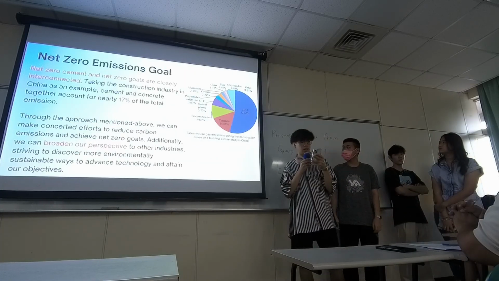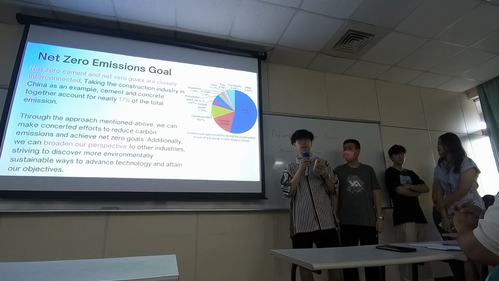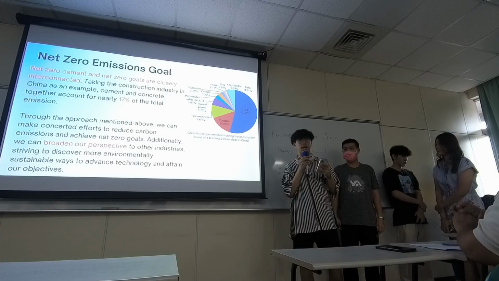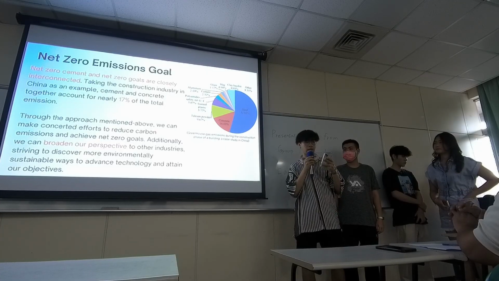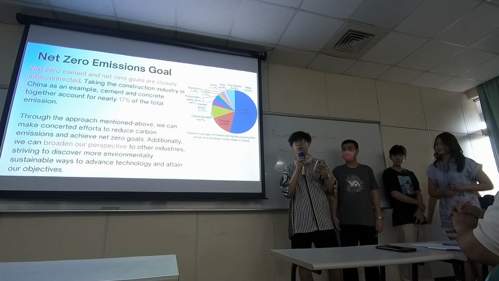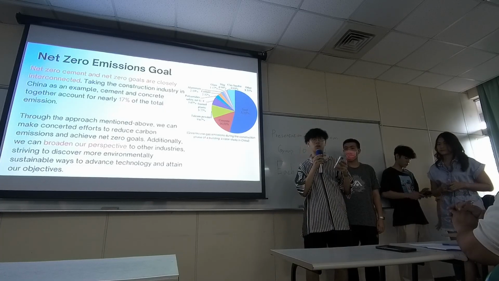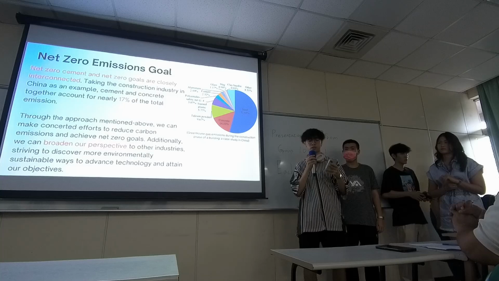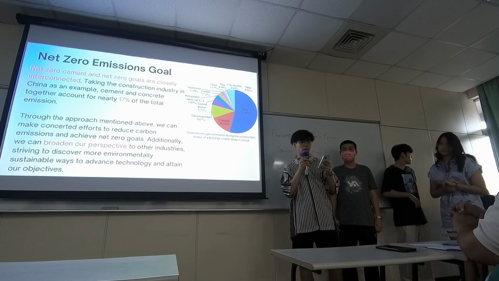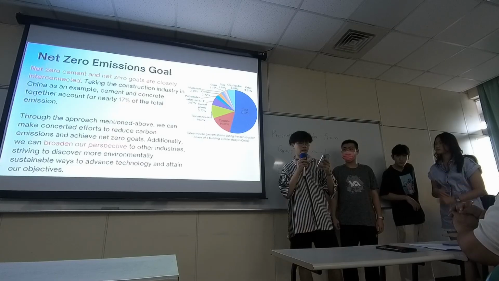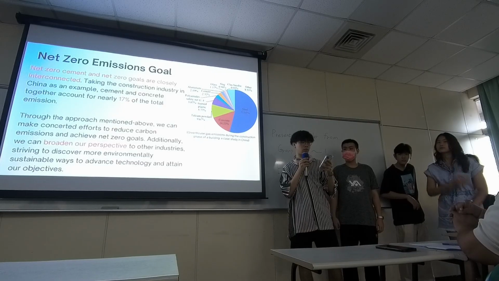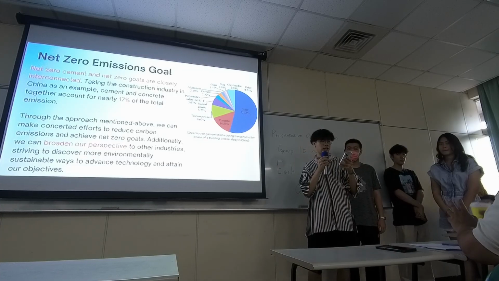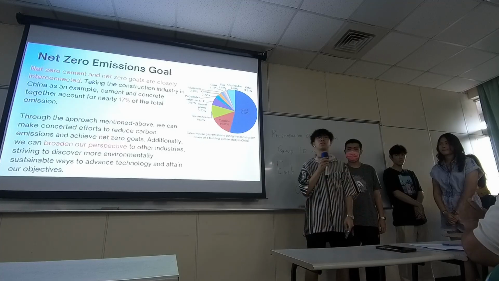Okay. Our conclusion is that net zero cement and net zero gas are closely interconnected. Take the construction industry in China as an example. Cement and concrete together account for nearly 17% of the total emissions. Through the approaches mentioned above, we can make a concerted effort to reduce carbon emissions and achieve the net zero goals. Additionally, we can broaden our perspective to other industries, striving to discover more environmentally sustainable ways to advance technology and attain our goals. Thank you.